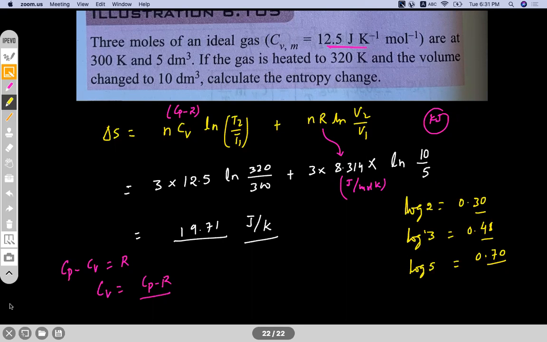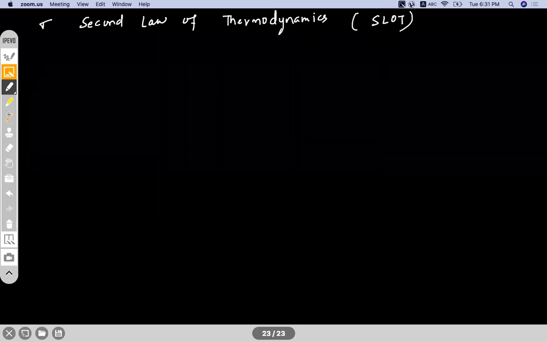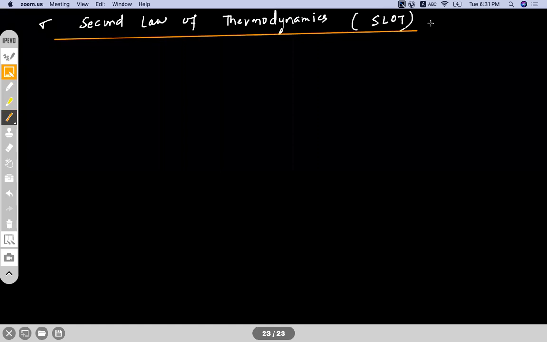Yes, so next, we had discussed entropy, we had discussed enthalpy in detail earlier only. So next we have the second law of thermodynamics. Okay, so we have different statements for this second law of thermodynamics.